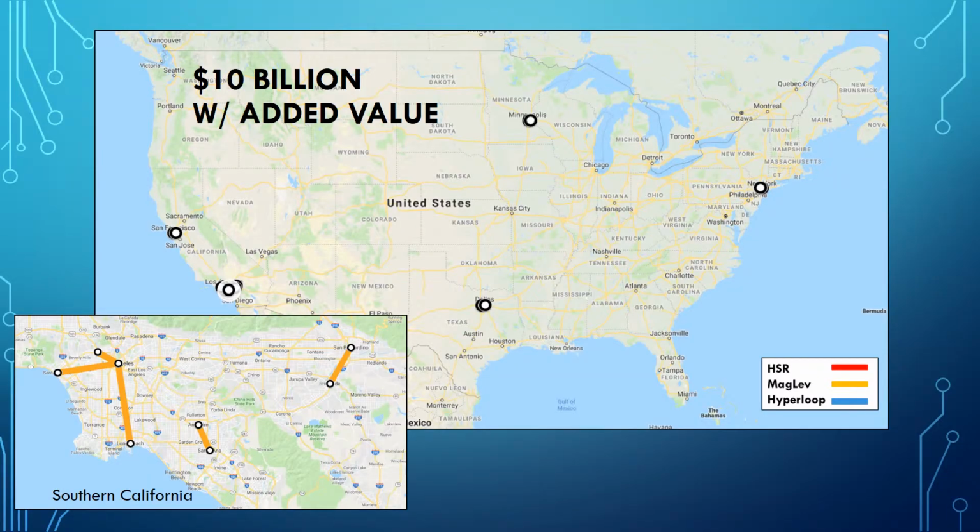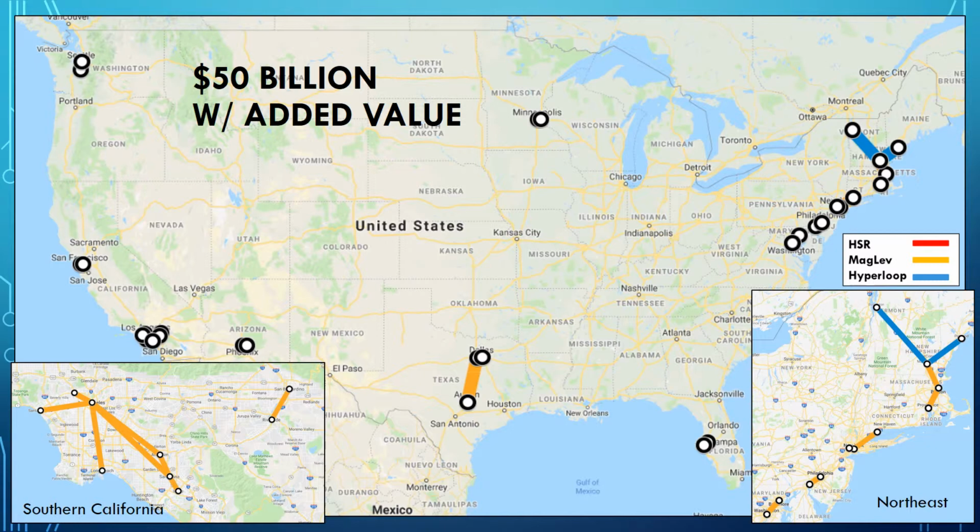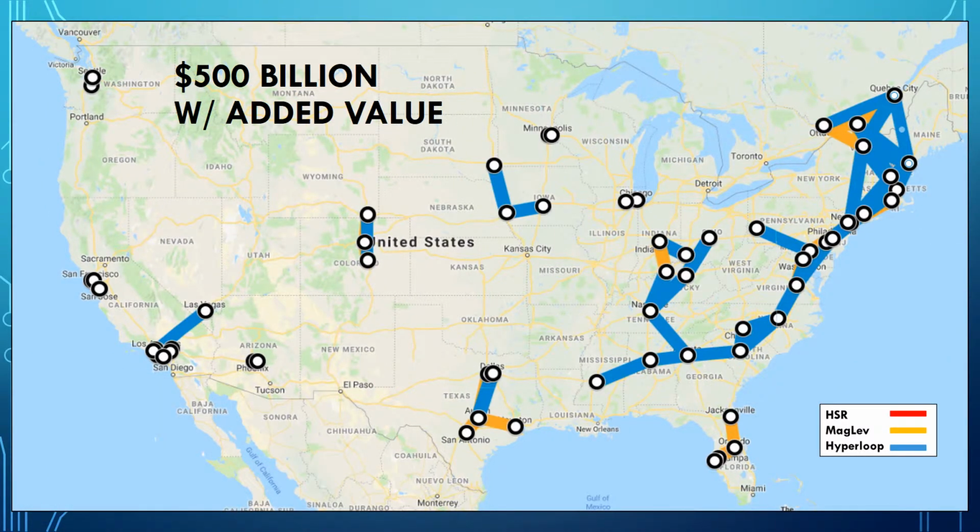For comparison, here's our new $10 billion run. Not much has changed. Here's a run at $50 billion capacity. Notice the added hyperloop connection between Burlington, Vermont and Manchester, New Hampshire. Finally, the run at $500 billion capacity results in hyperloop connections over longer distances. Quebec is connected down the eastern seaboard all the way to Columbus, Ohio and Jackson, Mississippi.